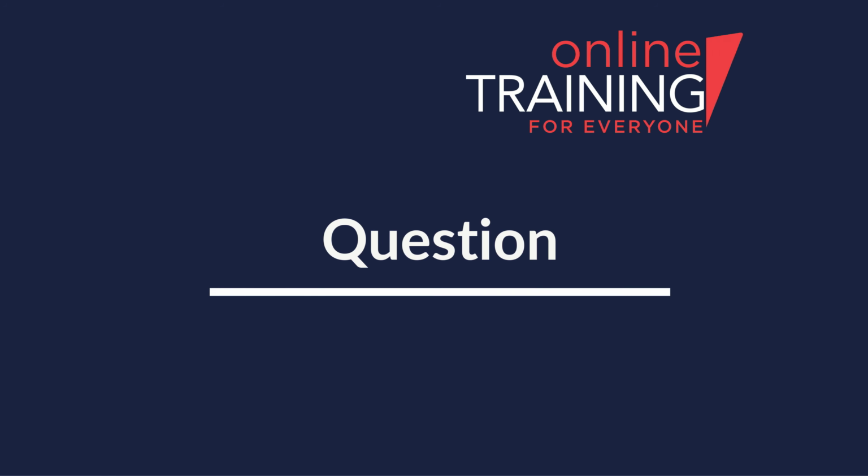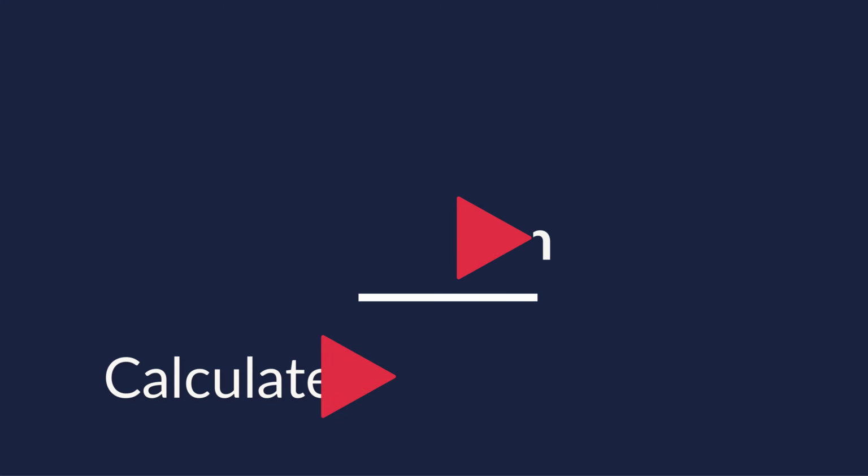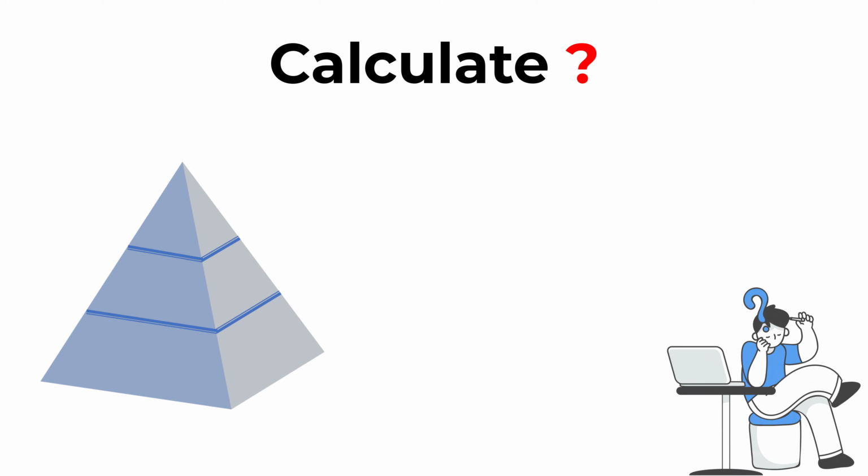Here's a cool question you frequently see on the test. You need to calculate the question mark, and you're presented with the 3-layer pyramid. On the bottom layer, you have numbers 8 and 2. On the middle layer, you have numbers 4 and 6.